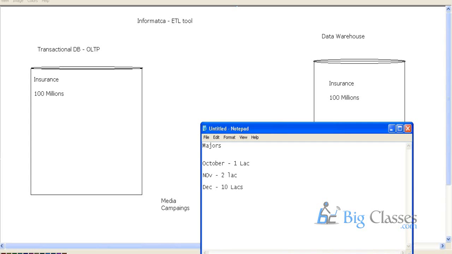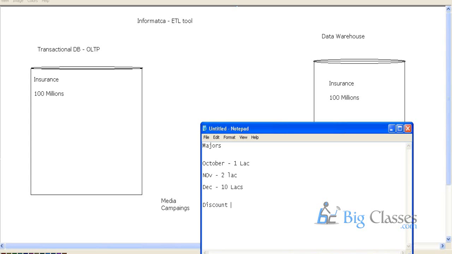Then out of 10 lakh, I am planning to get at least 5 lakh customers. I am planning to sell 5 lakh policies to 5 lakh customers. So to get 5 lakh customers, what do you have to do? You have to go into the market with very attractive plans. So just go and provide a discount. If you take a policy in the month of December, give some percentage of discount.